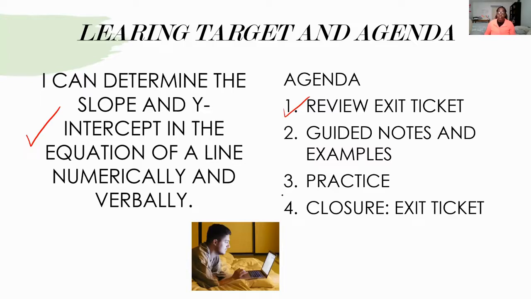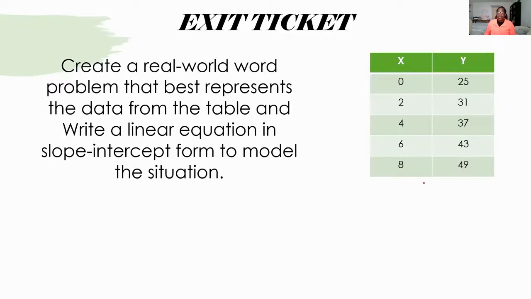So we already reviewed the exit ticket from last time. We did some guided notes and some examples. We definitely had 2 different practices. So now we're going to look at our exit ticket. So for the exit ticket, this is all I want you to do. You're going to create a real-world problem that represents the data from the table and write a linear equation in slope-intercept form to model the situation. So you're looking at the table 0, 2, 4, 6, 8, 25, 31, 37, 43, and 49. So you're going to look at the pattern of those and then come up with a fun little word problem.